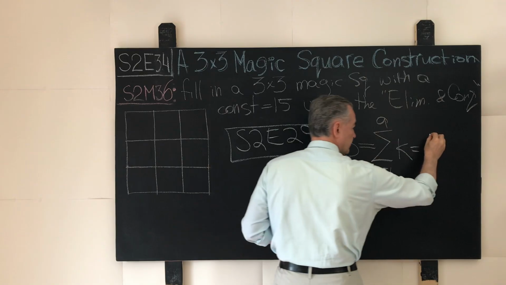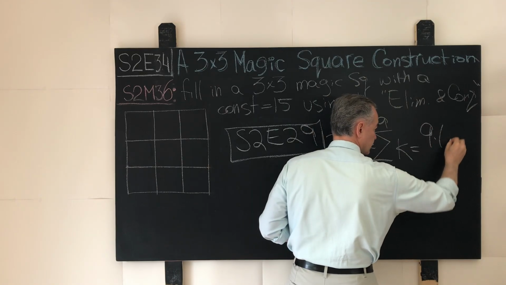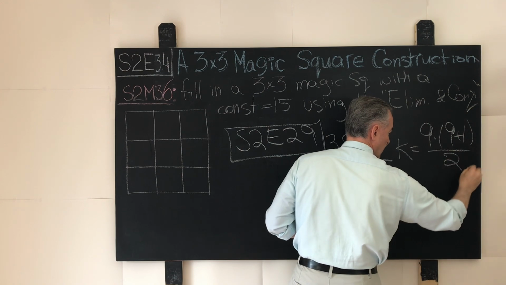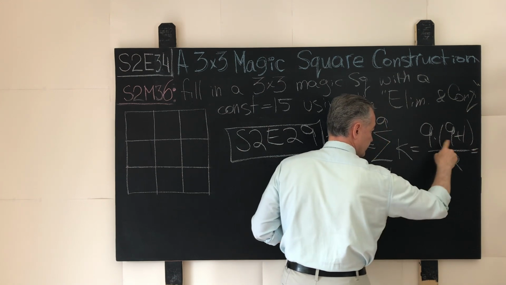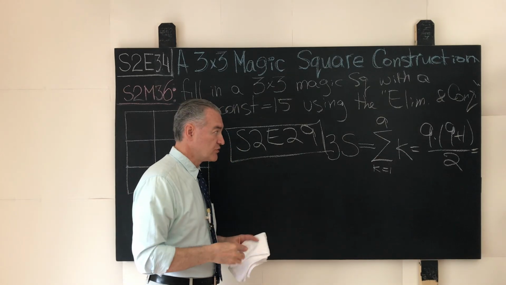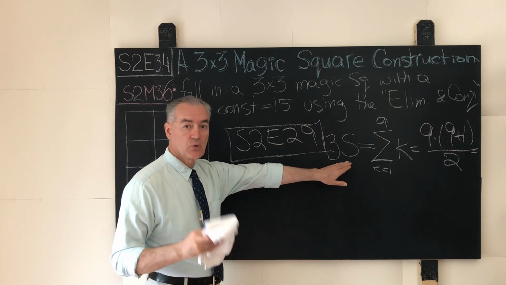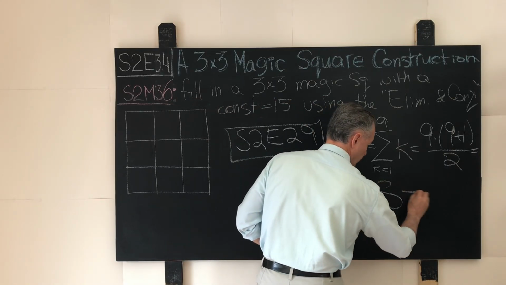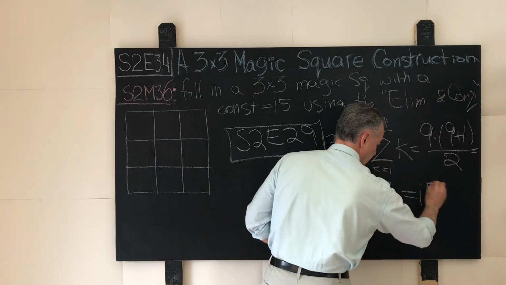That sum will be what? 9 times (9 plus 1) over 2. We remember that much. So this is what? 9 plus 1 is 10. 10 over 2 is 5. 5 times 9 is 45. 45 over 3 is what? 15. Wonderful. So S, the constant of our square, is 15.